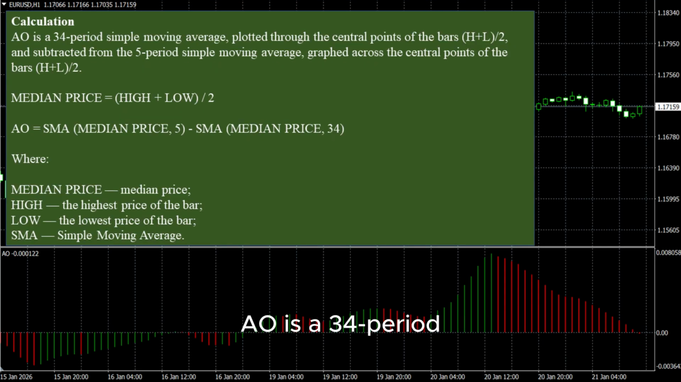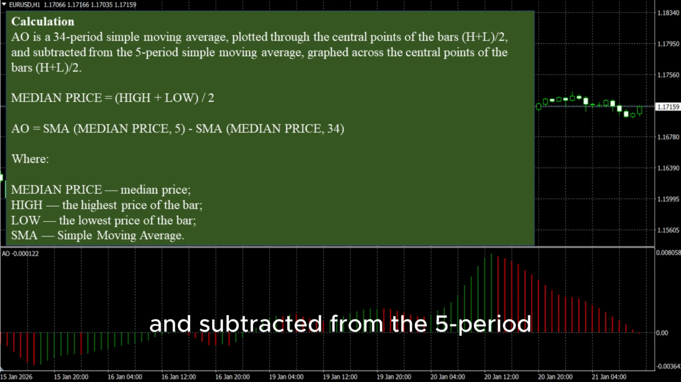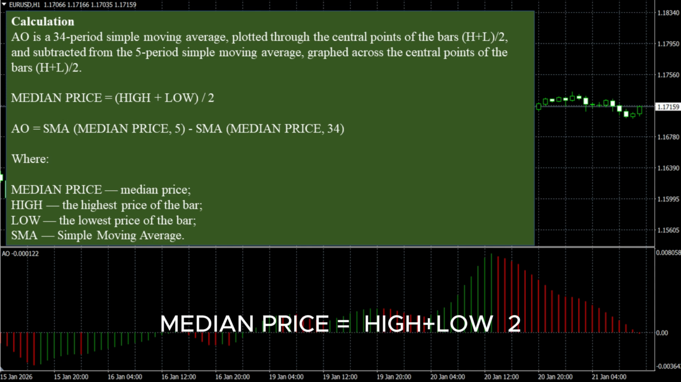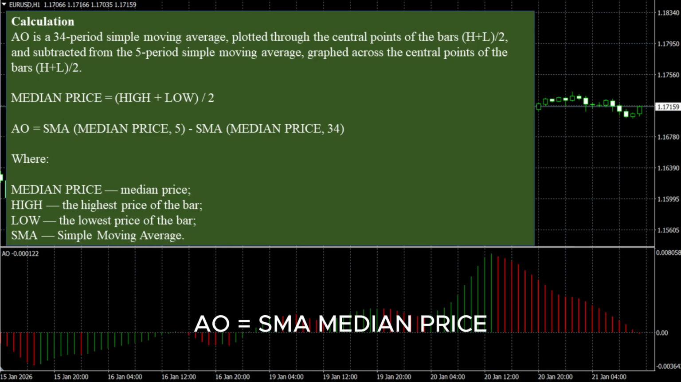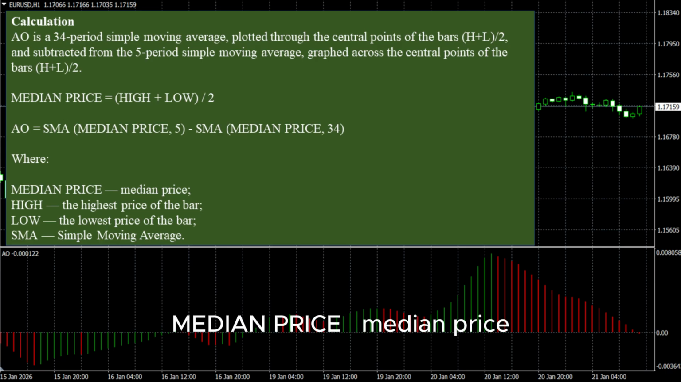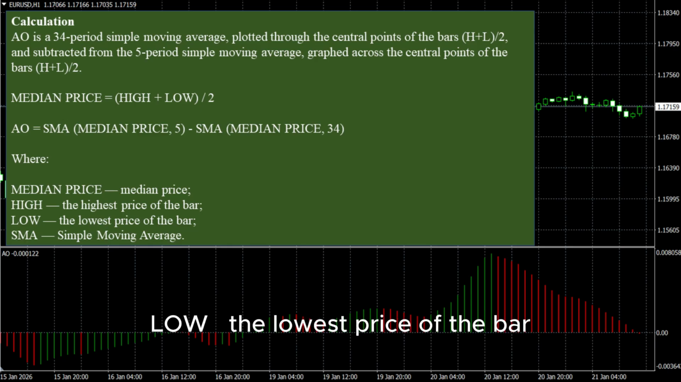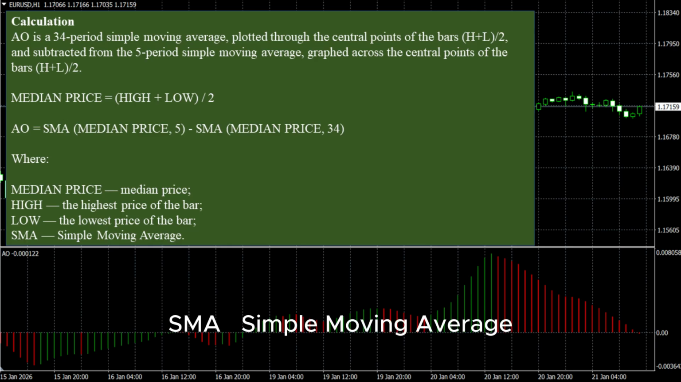Calculation. AO is a 34-period simple moving average plotted through the central points of the bars, (H+L)/2, and subtracted from the 5-period simple moving average, graphed across the central points of the bars, (H+L)/2. Median price = (high + low)/2. AO = SMA(median price, 5) - SMA(median price, 34). Where median price is the mean of the bar's prices, high is the highest price of the bar, low is the lowest price of the bar, SMA is the simple moving average.